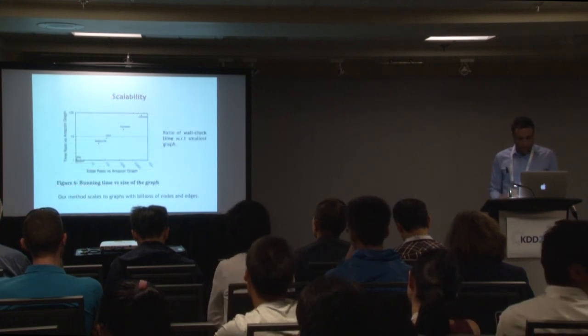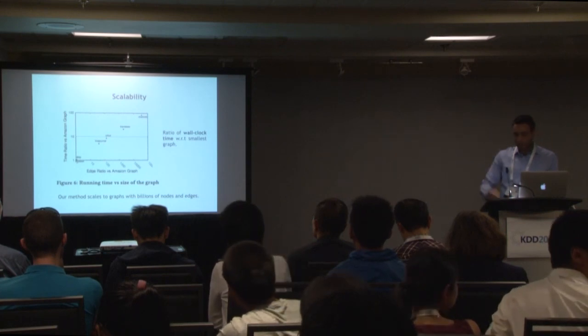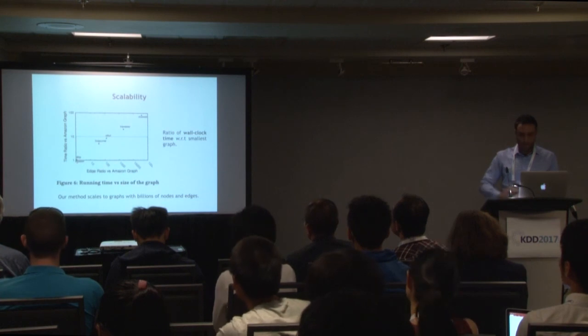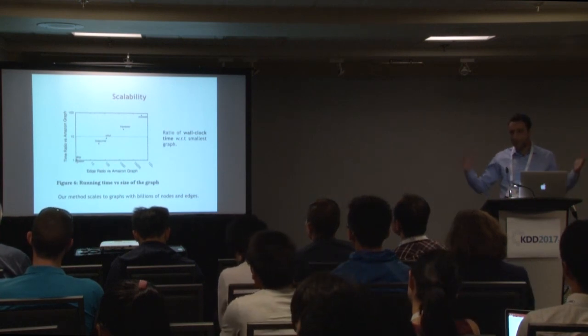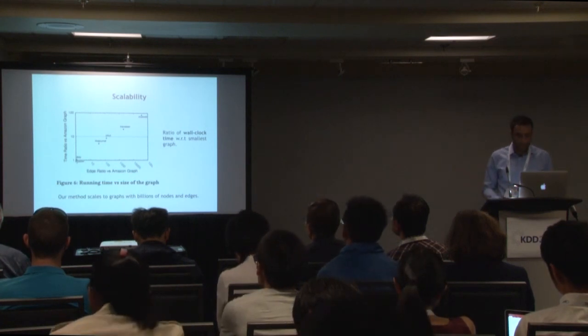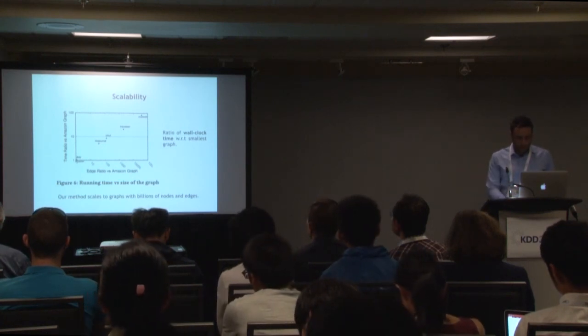Now, here I'm showing just the scalability. It shows that the running time grows way less than linearly in the size of the graph. This is the wall clock time using a very, very large-scale distributed system. So it shows it's actually much better than what you would expect from the worst-case analysis.